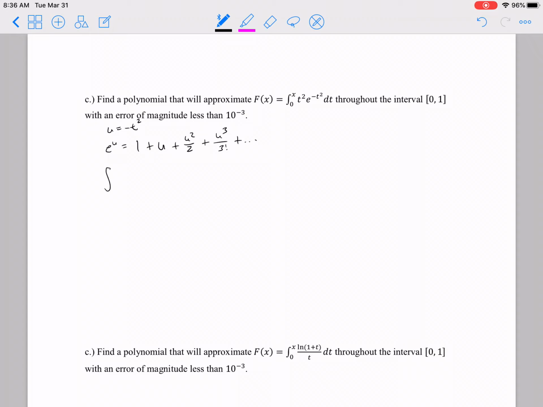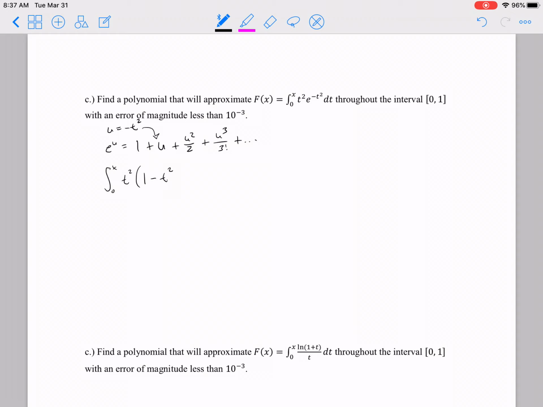And so our integral from 0 to x will become the integral of t squared times 1 minus t squared. I'm plugging this back in for you, right?